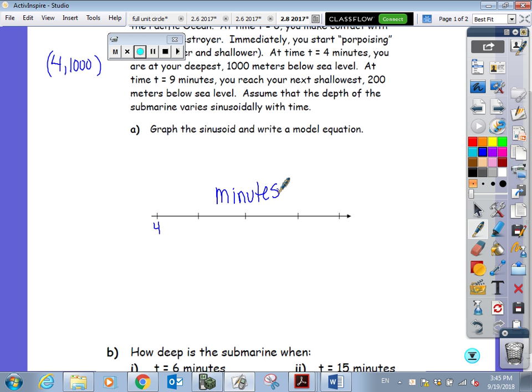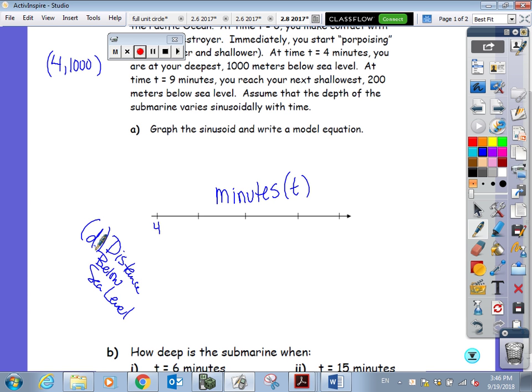Always want to label your graph. So this is going to be time in minutes, and it tells us it's t, so we need to use the appropriate letter. We use whatever letter it tells us to use. If it didn't tell us t, we could use whatever letter we want. All right, then it says that is our deepest below sea level. So this is going to be our distance below sea level. Distance would be fine. It doesn't give us a letter, so you can use whatever letter you want. I'm going to pick B.